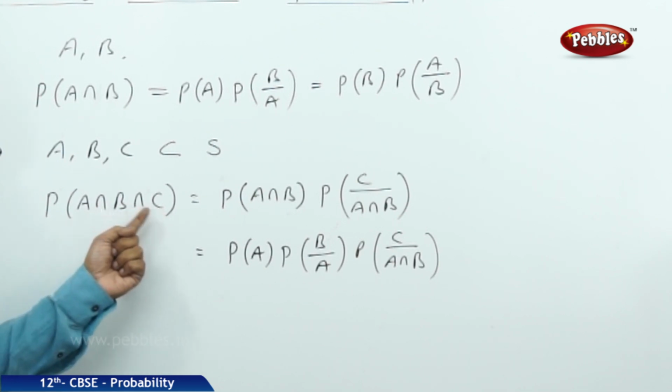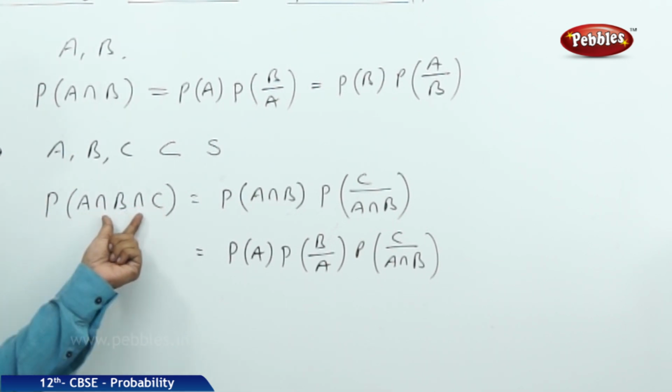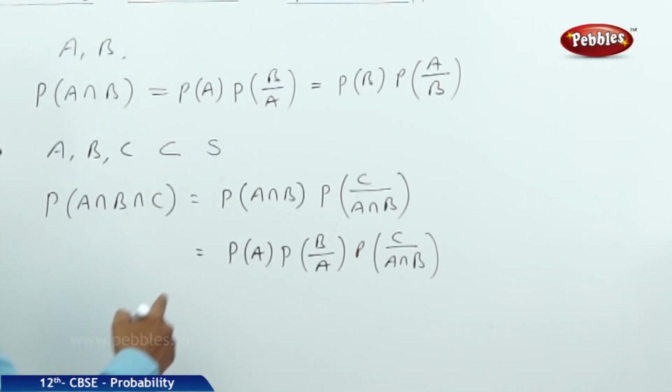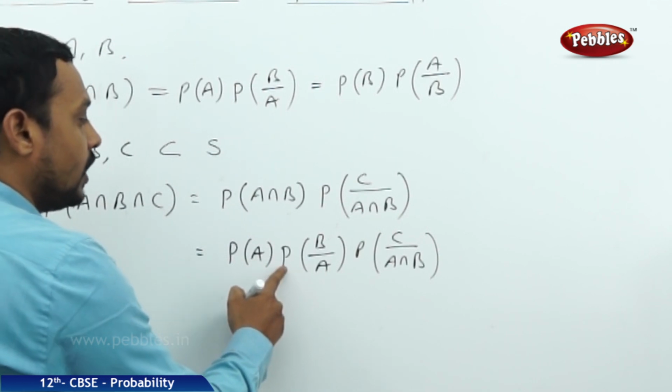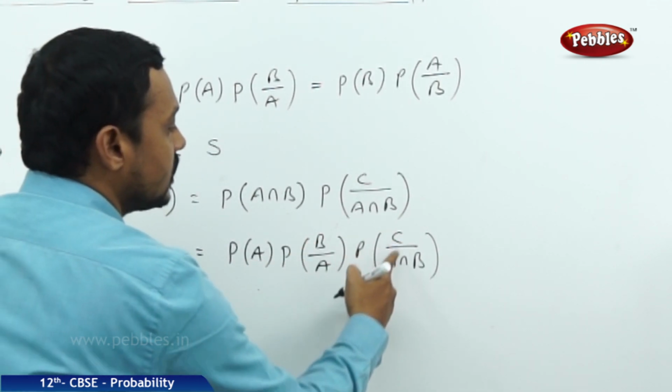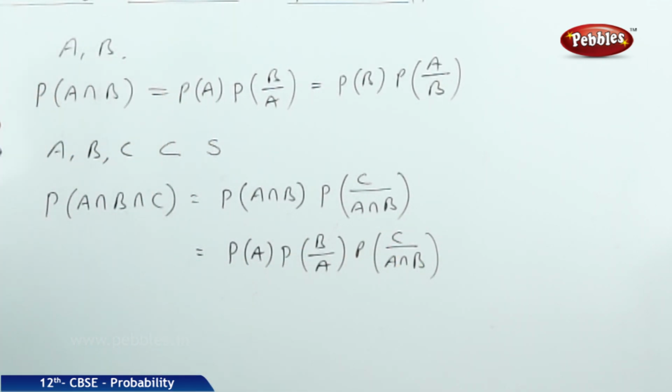So A, B, C are three events. Then the probability that the three events occur at a time is equal to P of A into P of B by A into P of C by A intersection B.